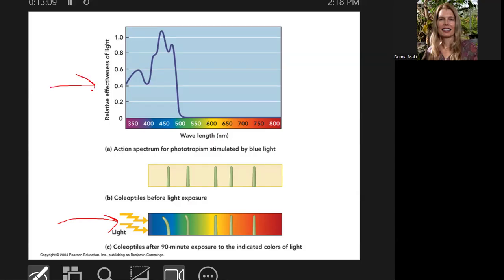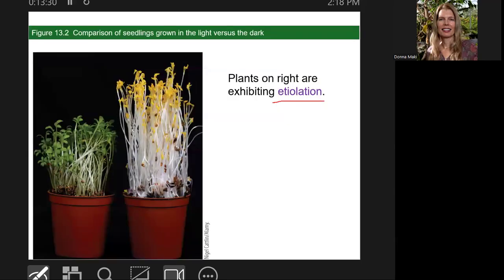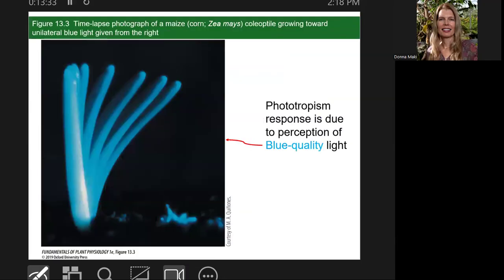This upper picture is just, again, showing how it absorbs most strongly in the blue quality of light, which means that's what it's adapted to. That's the wavelength of light that it can preferentially, maximally absorb. So they started figuring that out well after the Darwins were here and gone. And they said, okay, if you give unidirectional light, blue quality, it'll bend. So then they started hunting for photoreceptors.